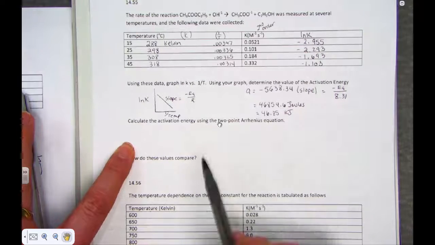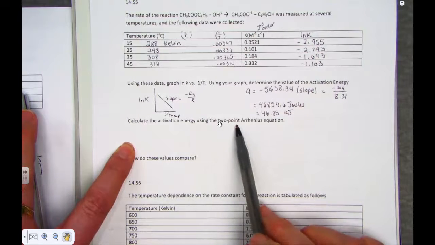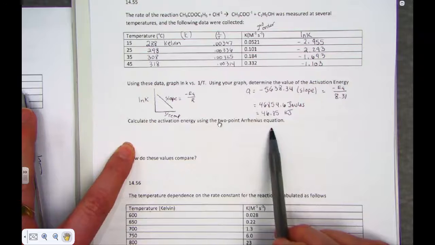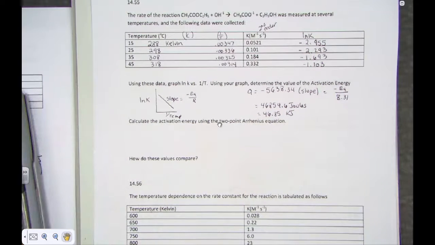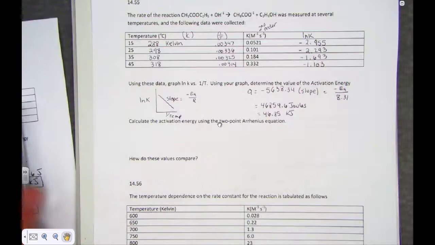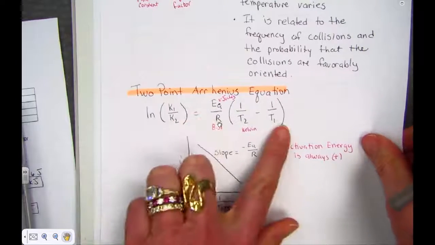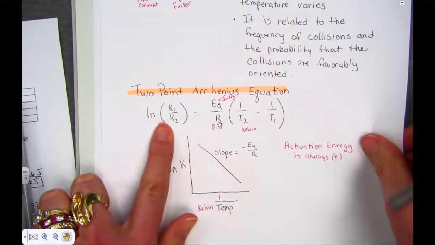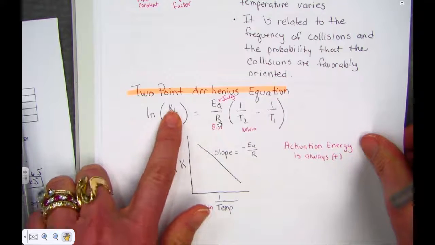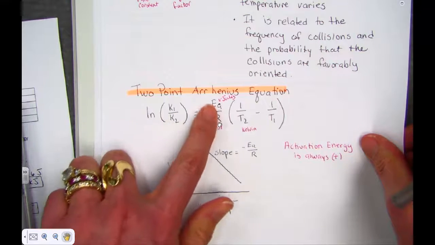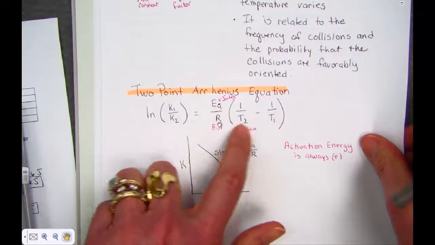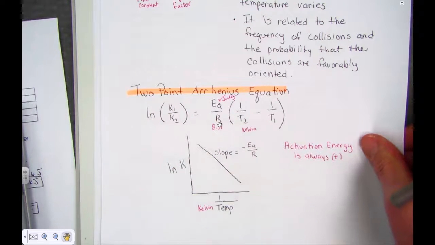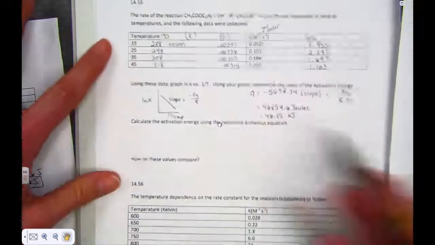What if we were asked to calculate the activation energy from the two-point Arrhenius equation? So instead of generating lists into the data table, we're able to use our equation page where we're asked to use this particular setup. The natural log of K1 over K2 set equal to EA, which must be in joules, over R times the difference of 1 over T2 minus 1 over T1 as reciprocals. So let's plug that out.